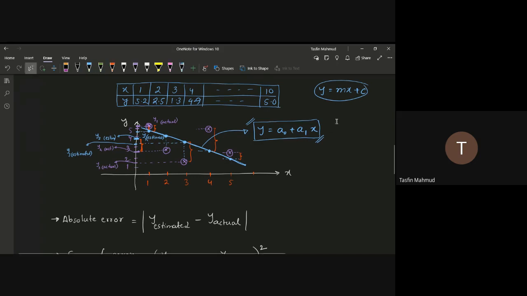সো ইফ উই ক্যান ডিটারমাইন দিস a নট অ্যান্ড a1, আমরা যদি a নট আর a1 কে খুঁজে বার করতে পারি, তাহলেই তো আমরা এই স্ট্রেট লাইনের ইকুয়েশনটা পেয়ে যাব, তাই না? So if we can determine the coefficients a naught and a1, then we can actually find the equation for this straight line, and that's our task.